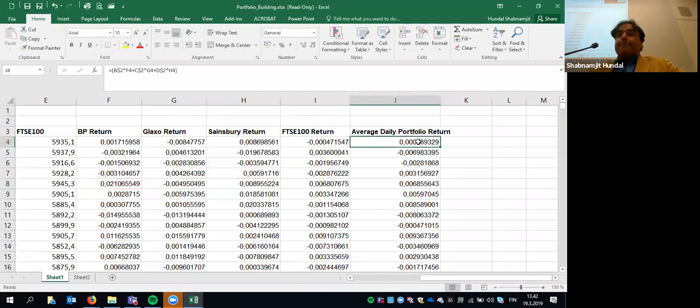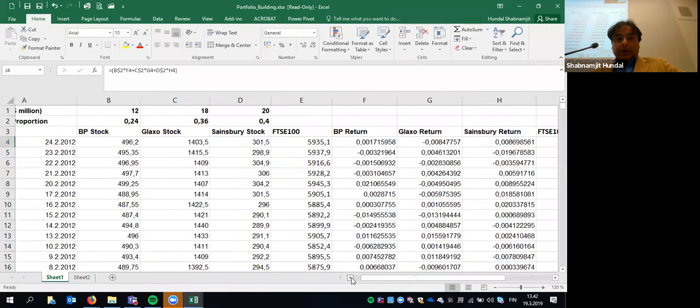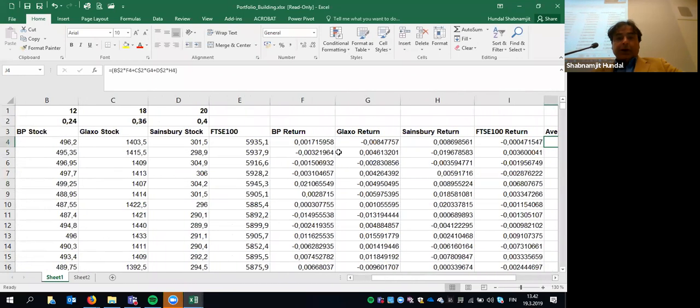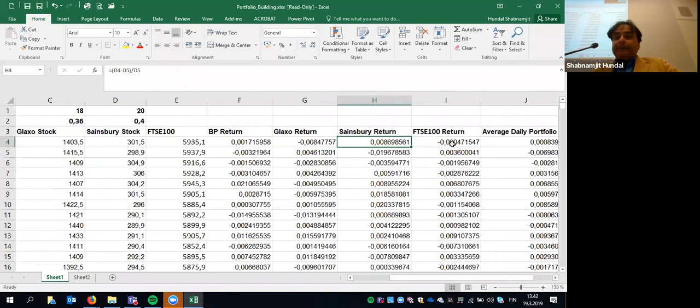So this is the average daily return. You can see that on 24th February, you are gaining on BP, you're losing on GlaxoSmithKline, you are gaining on Sainsbury, but on that day, the market is losing, okay?